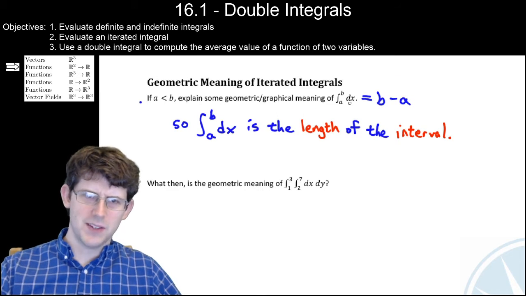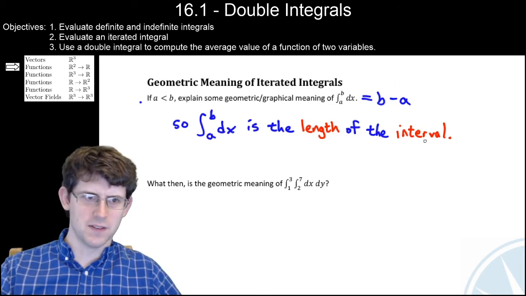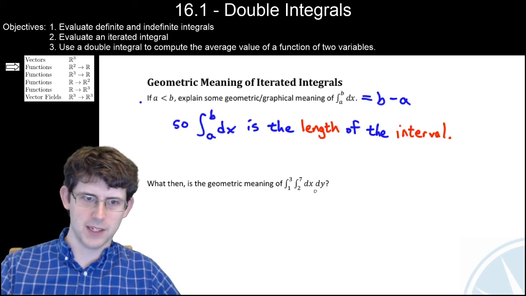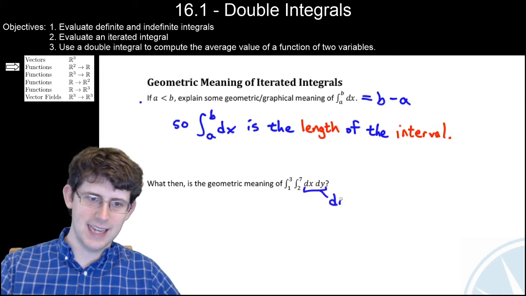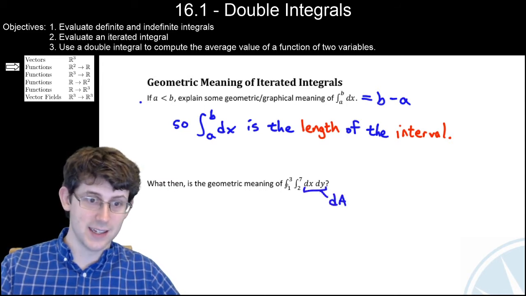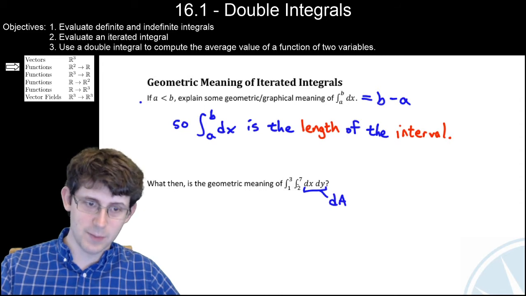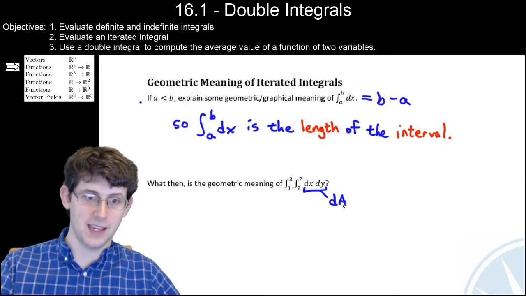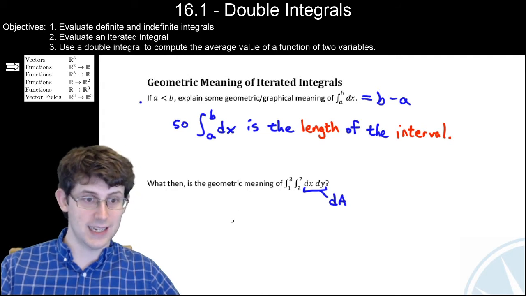This integral, when there's no function in here, it's just the length of the interval. What's going on here? Well, now this is the integral with some bounds of dx dy, and this is dA, which is a little bit of area. So this is the sum of all the little bits of the area. So in total, this is the area of a rectangle.